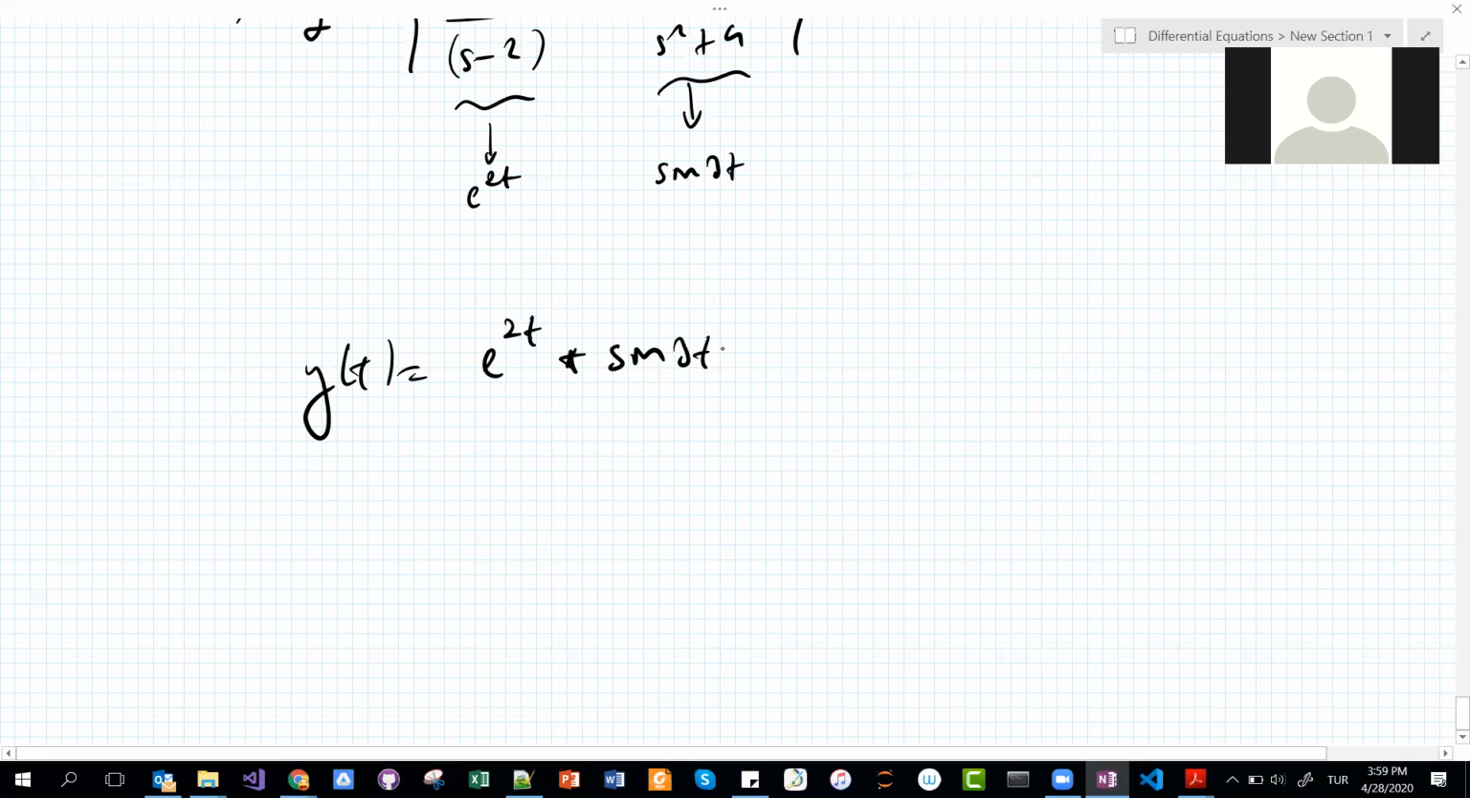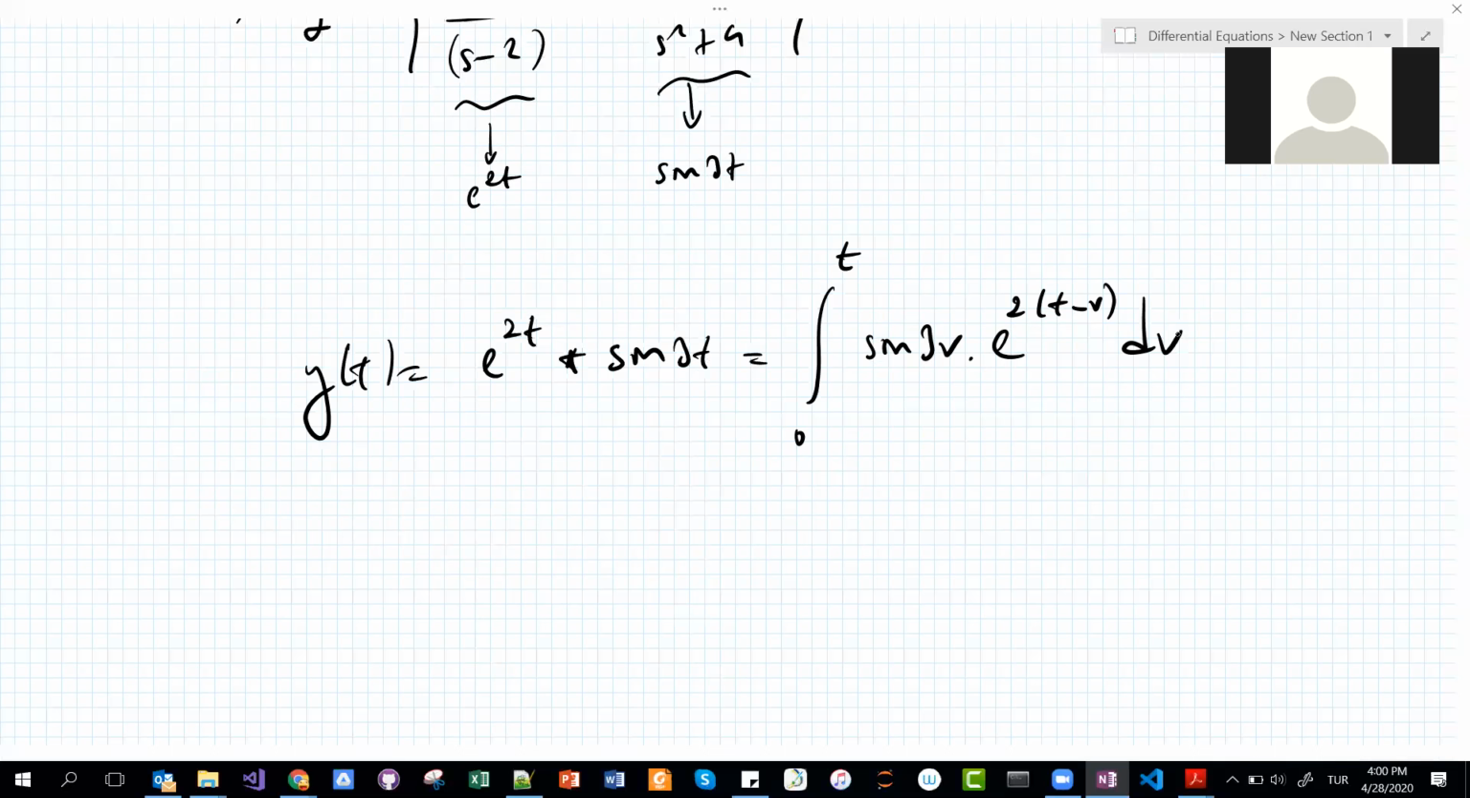You can't leave it this way. What you should do is use the convolution definition to take care of this convolution using the integral. If you remember, you need to switch the first function by v, and then you need to shift the second function by v. I will do the other way around, since it is going to be easier. So sine 3v, I'm going to switch e to the 2t minus v, guys, and you need to take the integral with respect to v, not t. Any problem so far? Do you have any issue with the convolution?